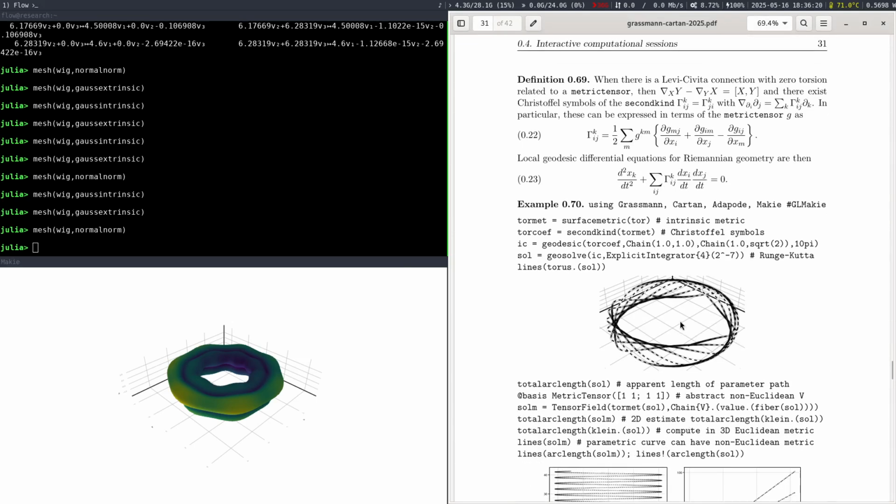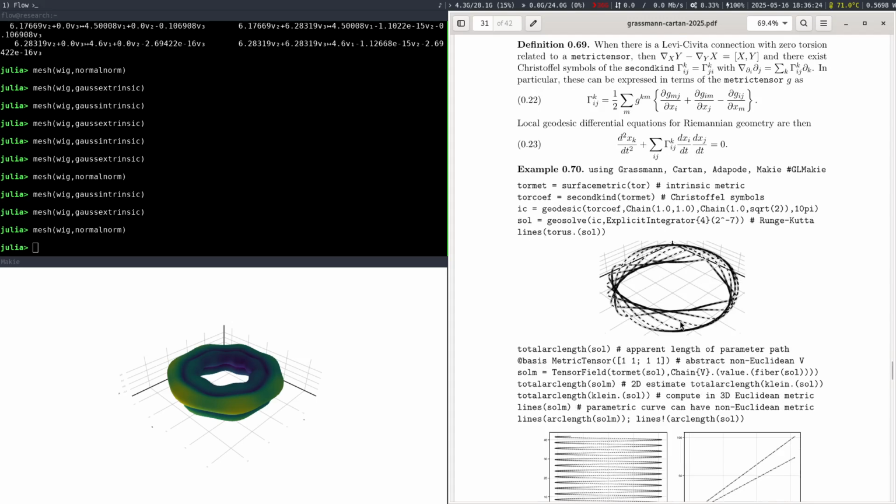Now, another thing in differential geometry is when there is a Levi-Civita connection with zero torsion related to a metric tensor, then you have this relation with the Lie bracket, and there exists a Christoffel symbol of the second kind, gamma ijk. In particular, these can be expressed in terms of the metric tensor G.